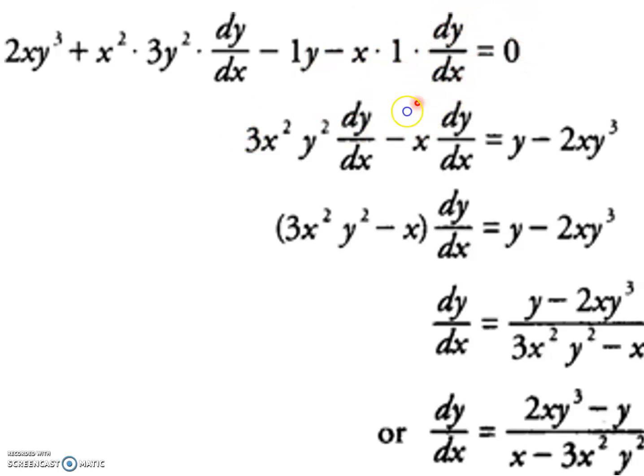So what is the derivation? That is 3x square y square dy by dx minus x dy by dx, and 2xy cube and minus y shift to this side. So it is plus y and minus 2xy cube. In these two terms we have to take dy by dx common. That's why 3x square y square minus x dy by dx is equal to minus y minus 2xy cube.